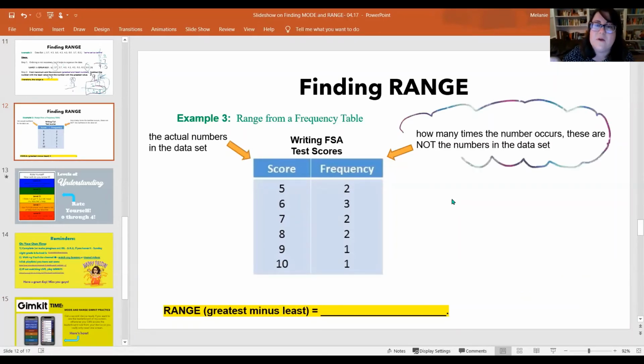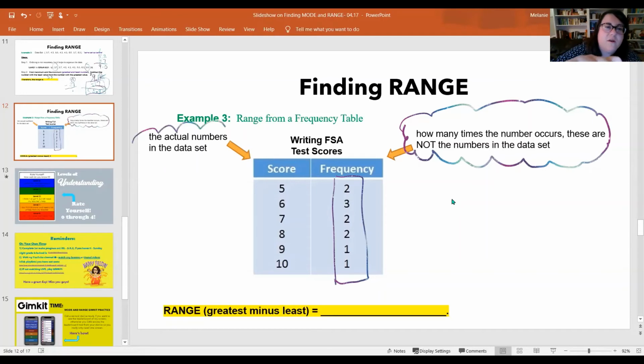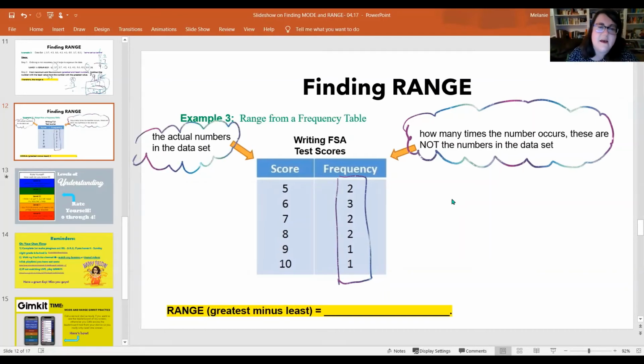The frequency, the right side of the table, these numbers here are not numbers in the data set at all. They're not numbers in the data set. Those are telling you how often that number occurs in the data set. Okay, just always remember that. And then these numbers over here are the actual numbers in the data set, okay, the scores. And even though it doesn't say data set, if you go back and read the title, it says that it's all about test scores. So you know that the important numbers, the data set numbers, are going to be the scores, okay?